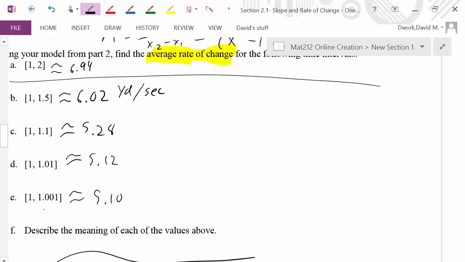So if someone asked you, how fast was this runner going at exactly 1 second? This looks like a pretty good estimate.